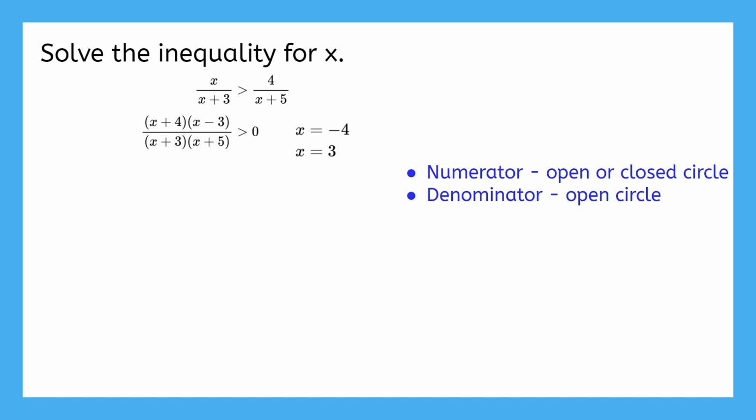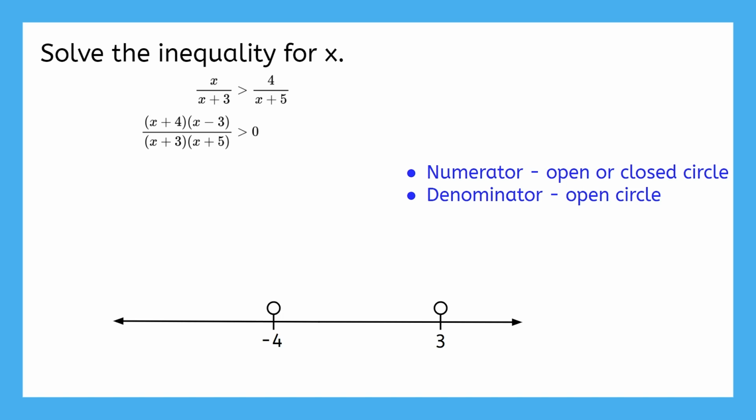So do we include these numbers in our solution? Not necessarily. If our inequality has the equal to symbol in it, then the numbers we just got from the numerator are included and will be represented by a closed circle on the number line. But our inequality is greater than and does not have the equal to symbol with it. So since it doesn't have that equal to, we're just going to represent -4 and 3 with open circles on the number line to show that they are not included in our solution.